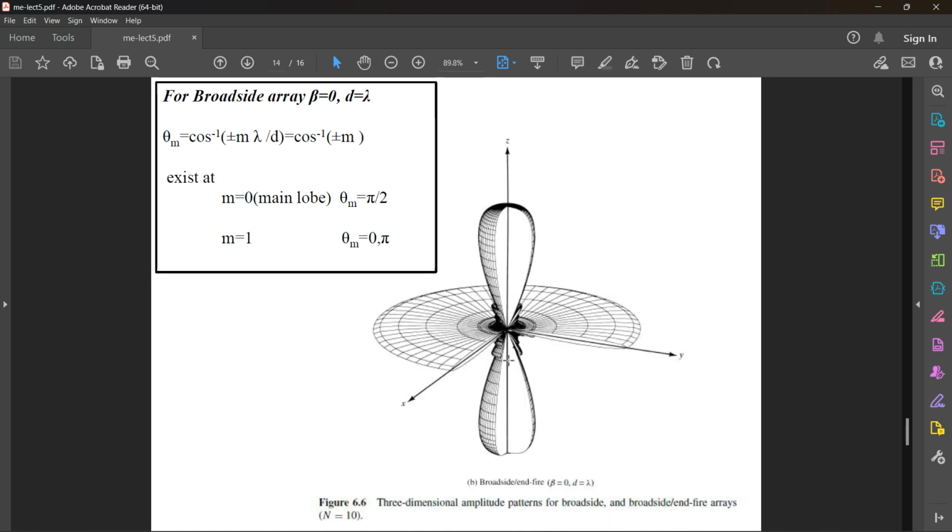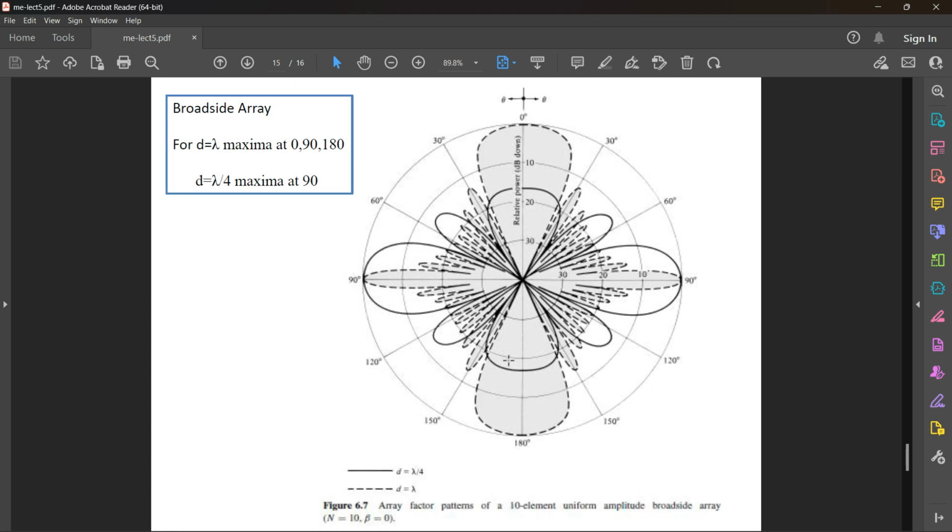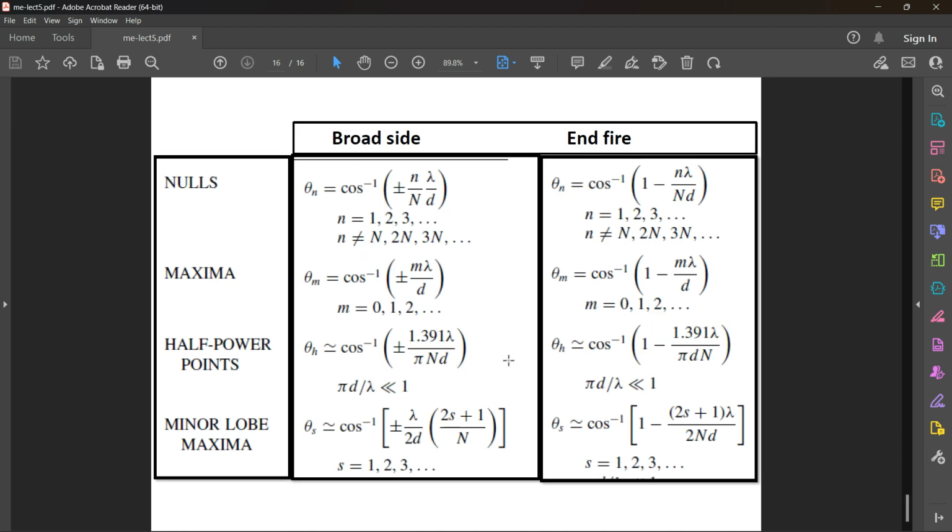So for broadside array with beta equal to 0 and d equal to lambda, we have theta m equal to cos inverse of m lambda by d, which is equal to cos inverse of plus or minus m. Where m exists, with the main lobe m equal to 0, theta m equal to pi by 2, or in the opposite plane, theta m is equal to 0 or pi for m equal to 1. So this is the radiation pattern for broadside array, and we compare it with the endfire array.